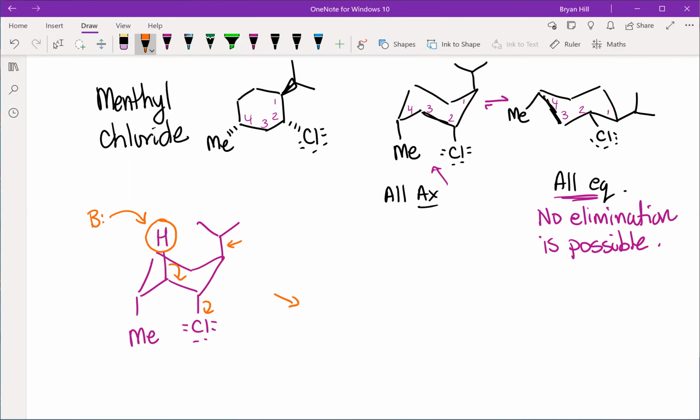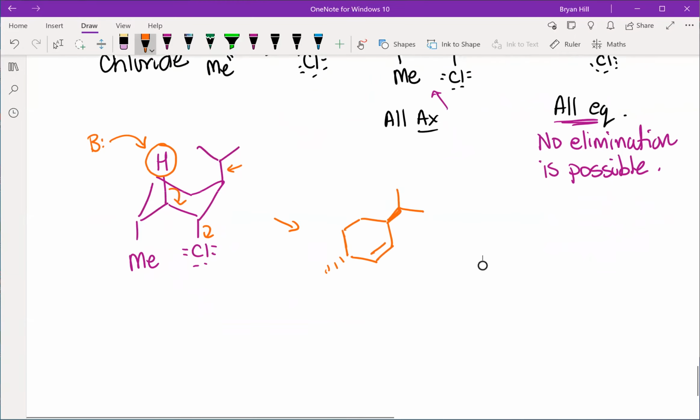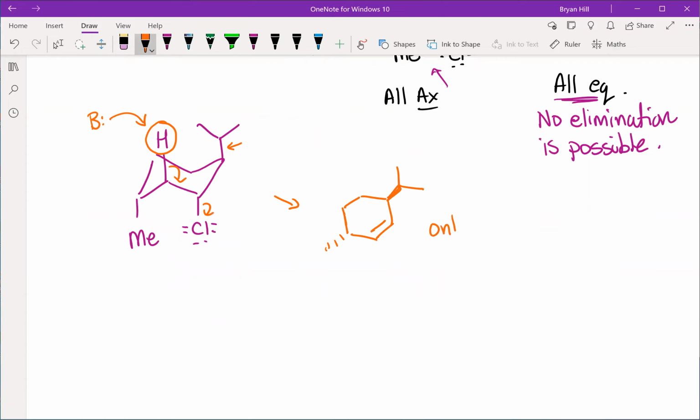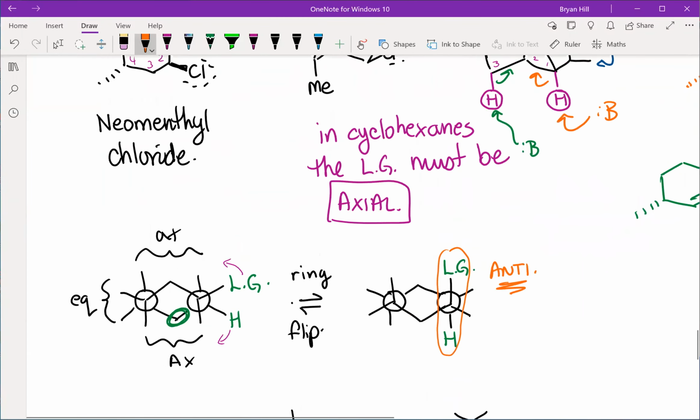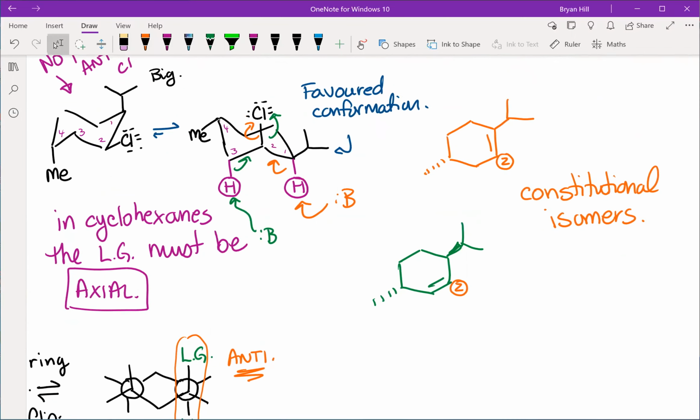So the base can only grab one proton. There's only one possible product that could form, which would be this one. Only product. Whereas in the previous case, technically there were two products possible, and depending upon the base you used, you could hopefully tailor it to get the one you'd want. This one over here is when you use something like hydroxide as a base; this would be the major product.